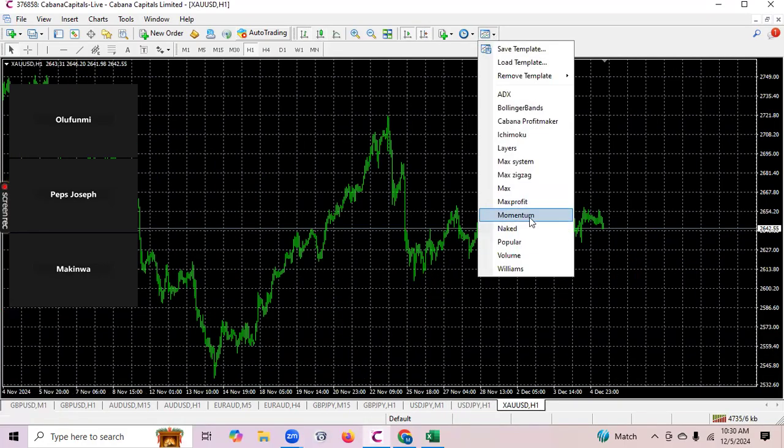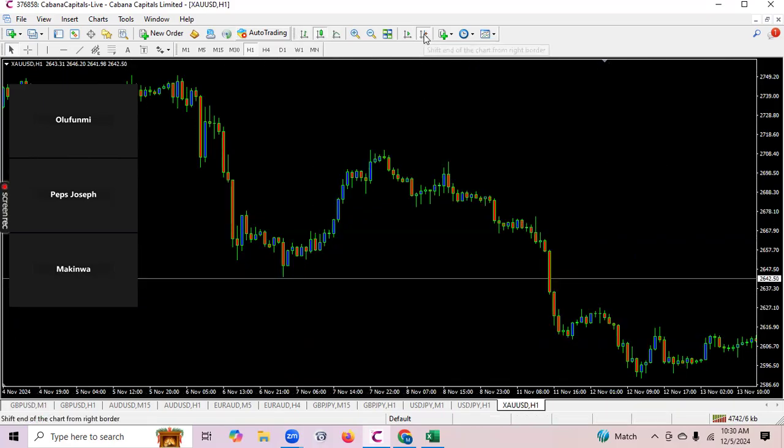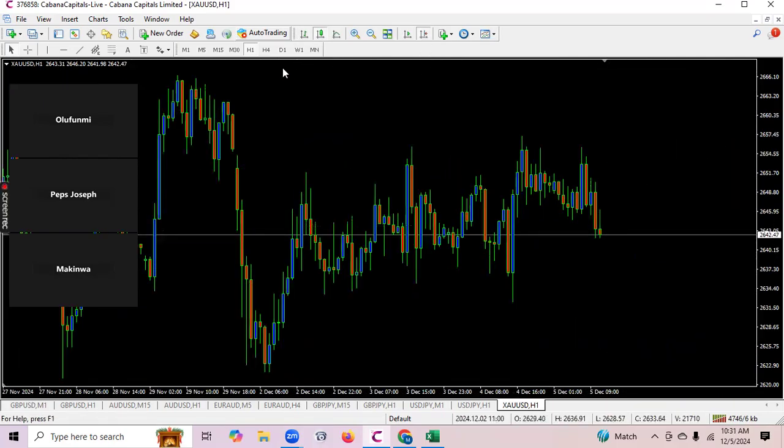You can see gold has been in a range. Gold is waiting for NFP data. I would not advise that you trade gold right now. You can see that since the market opened, gold has been playing with some traders' emotions, messing with traders' emotions. So it's been in a range.